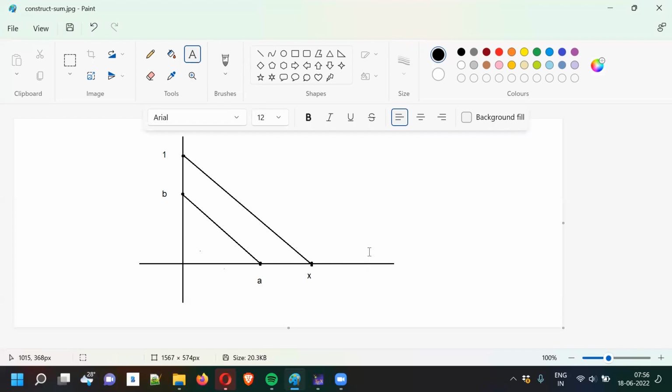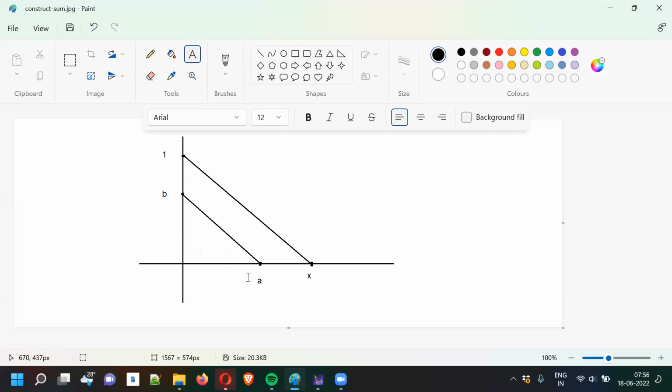Now, what is x? Do you see this is a right angled triangle? There are two triangles that you see here, the origin, point a, point b, and origin, x and point 1. These are right angled triangles. So you can use similarity. Right. So by similarity, what do you get?